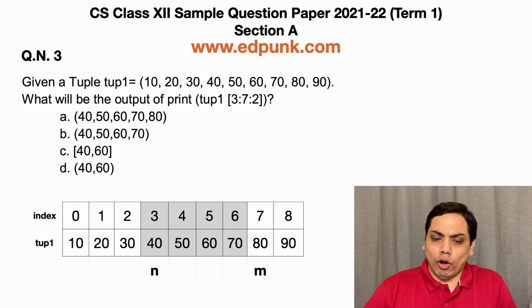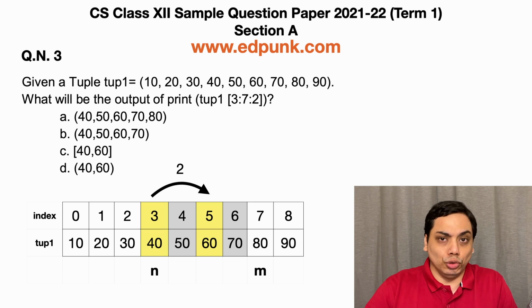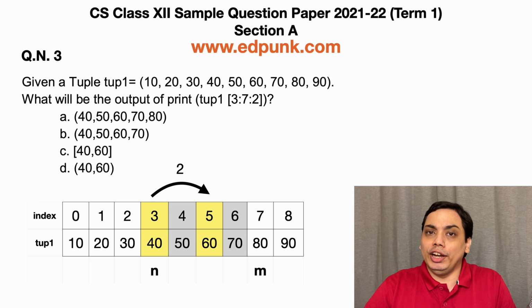Now, coming to the slicing operation, the start index n is 3 and the end index m is 7, so the last index included will be index 6. So the valid range of indexes for the tuple is index 3 to index 6, which are the items 40, 50, 60 and 70. Since we have the step size as 2, after accessing the first item at the start index, that is 3, we take a jump of 2. So the next index will be index 5.